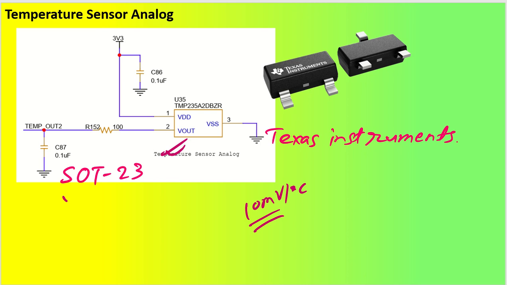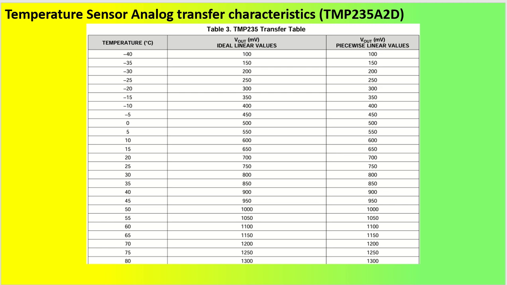If you see the transfer characteristics of this particular device, as I was telling you, at minus 40 degree centigrade it gives you 100 millivolt. Let us say the environment temperature is 40 degree centigrade, then you will see an output voltage of around 900 millivolt. So what happens at 45 degree centigrade? For each 1 degree rise, there is a rise of 10 millivolt. So at 41 degree centigrade, it will become 910 millivolt.